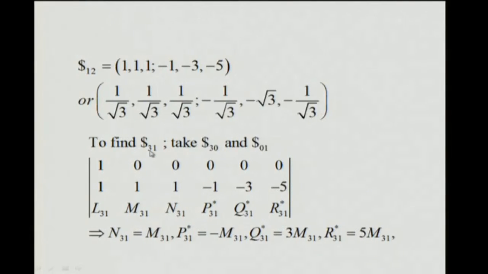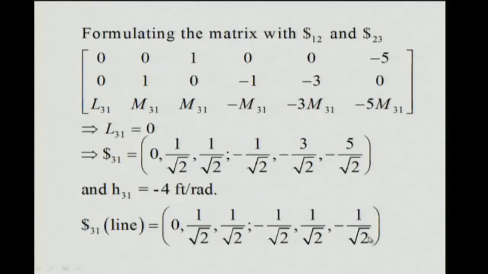Then to find $31, you take 31, 30, and 01. So you get this nice one, and you get this. Immediately you get N31 is M31, P31 star is equal to minus M31, Q31 star is equal to 3 M31 and R31 star is equal to 5 M31. Plug it back, you get L31 is equal to 0 and then $31 is equal to 1 upon root 2, 1 upon root 2, and so on. M31 is common here, so you know that will divide and fall out.